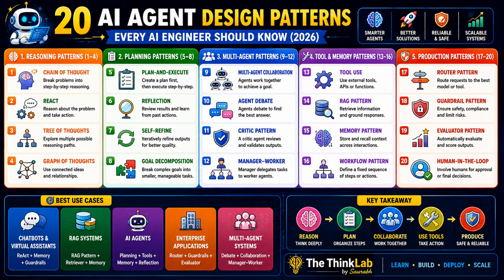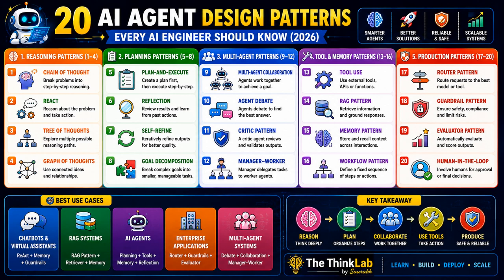right? Now we are moving to point number 10, the agent debate. In this pattern, two or more agents give different answers, and then they discuss their ideas, and finally the best answer is selected. This improves accuracy and gives more precise results. So point number 10, agent debate, is also very important.